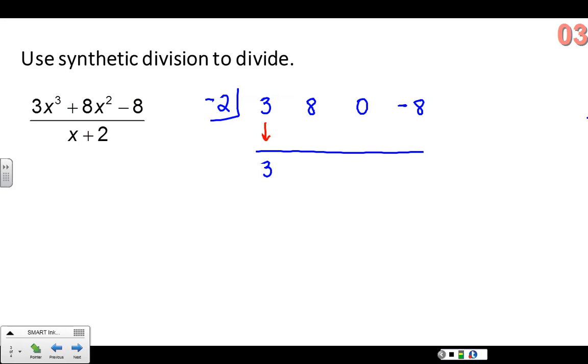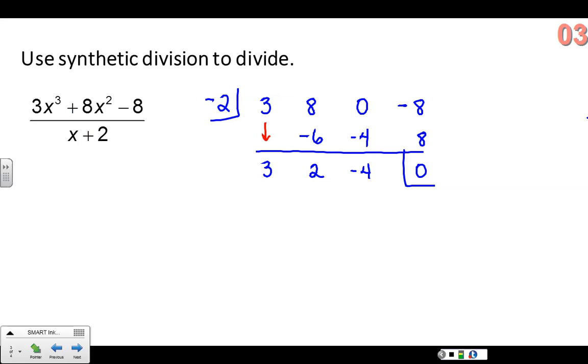3 times negative 2 would be negative 6. Add that column. 8 minus 6 would give me 2. 2 times negative 2 is negative 4. Add that column, I get negative 4. Negative 4 times negative 2 is 8. Add that column, I get 0. Again, I have no remainder.